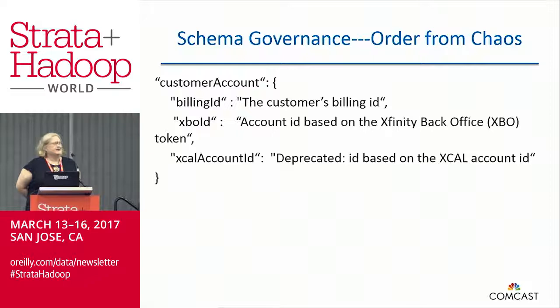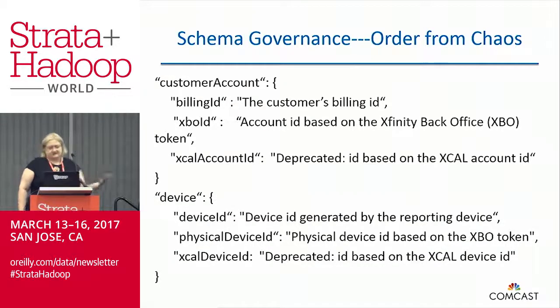So to begin the order from chaos, we can at least say, okay, if you're using a billing ID, that's what it means. The customer's billing ID isn't terribly informative, but at least it's something. The XBO ID is the account ID based on the Xfinity back office. And if you're in Comcast, you know what that is. And then this other XCal account ID, which I have no idea what it is, but it's deprecated. So you can at least start documenting. And then in the device case, you can do the same thing. What do these things mean? Where do they come from? So that's the first step.